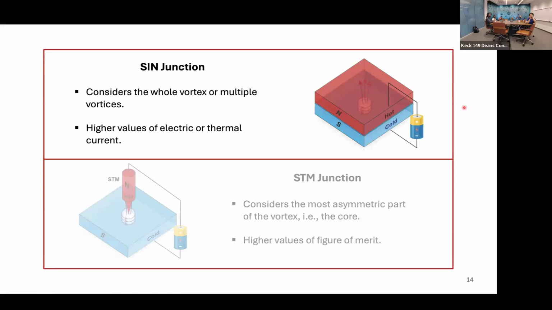We propose two experimental setups to get the thermoelectric effects. The first is an SIN junction, where the interface area is big enough that you consider the whole extent of the vortex. And in this manner, you can get higher values of electric and thermal current across the junction.